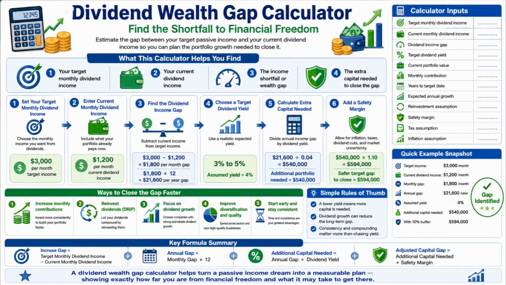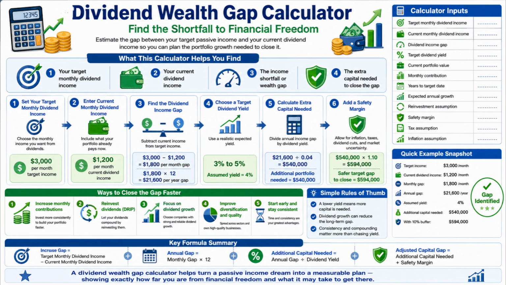However, it is wise to add a safety margin. This is important because inflation, taxes, dividend cuts, and market uncertainty can all affect the income you receive. Therefore, if you apply a 10% safety buffer, $540,000 becomes $594,000. As a result, the safer target to close the wealth gap would be $594,000.